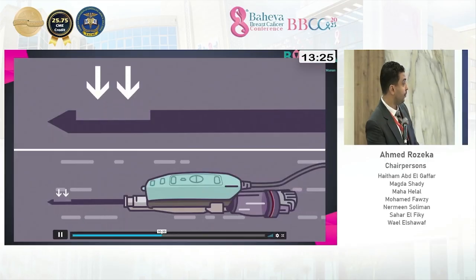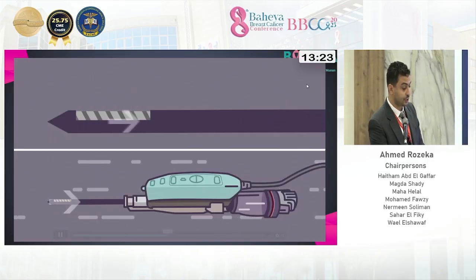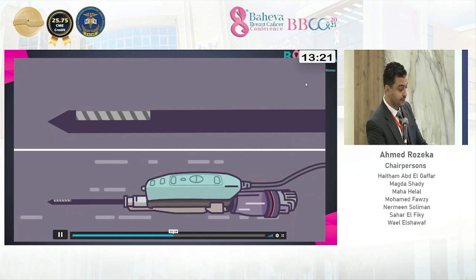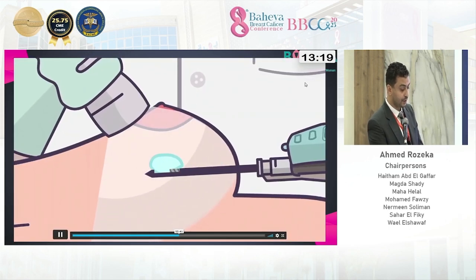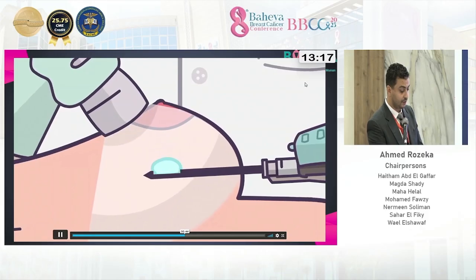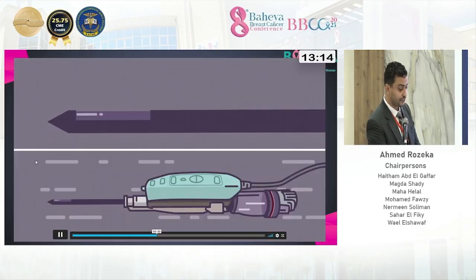This is a real quick animation of how the VAB actually works. It just opens and it sucks part of the tissue into the area that's open, and then it sucks it into the reservoir in the back.